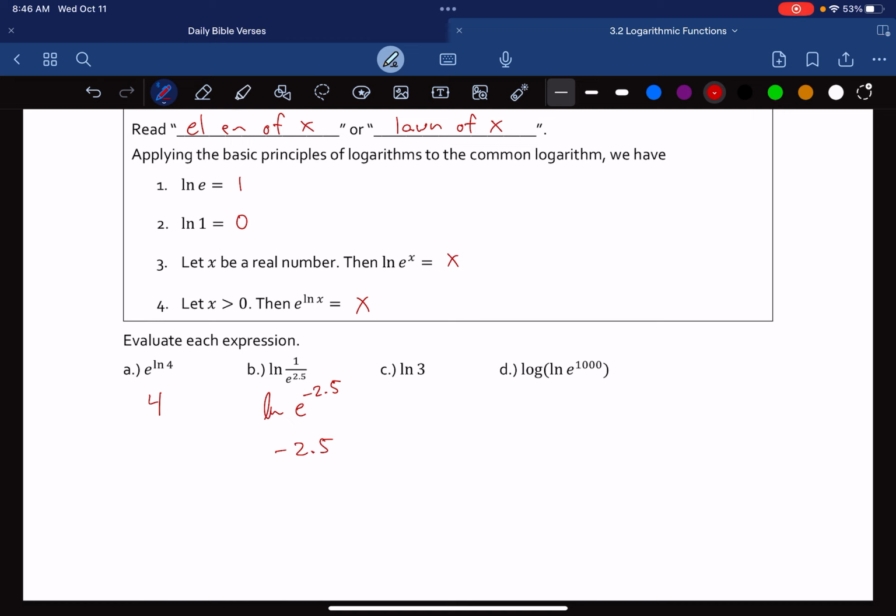Here, natural log of 3. This one you would have to type into your calculator, and I think you get about 1.098. So that one, calculator.